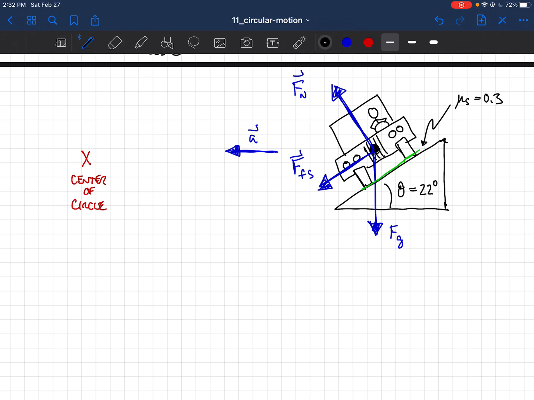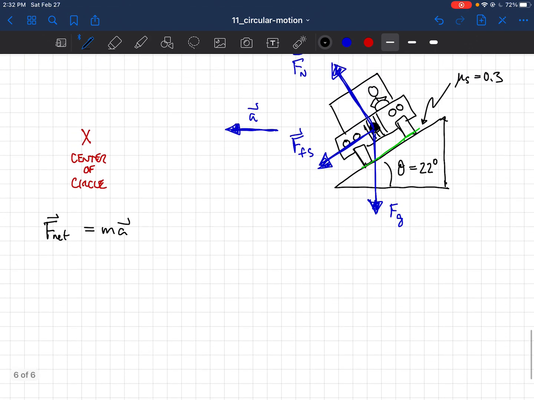So we can do Newton's second law. So we have F net is equal to ma. And now we have a new sum of forces, which is the normal force plus the force of gravity plus the force of static friction is equal to ma.